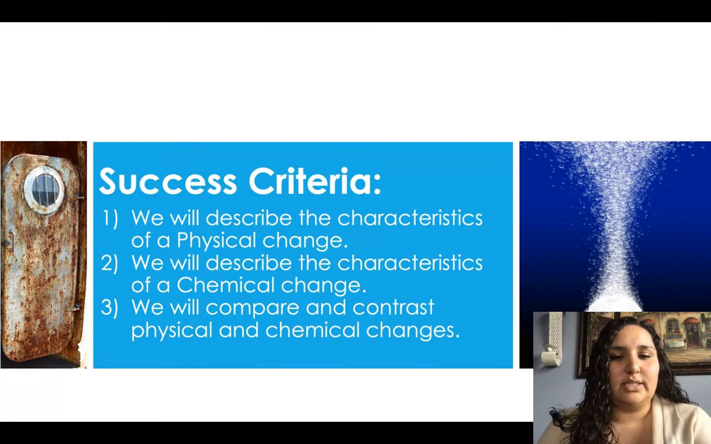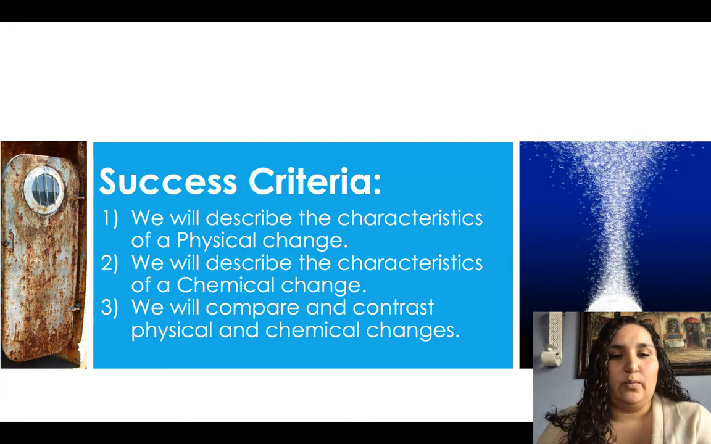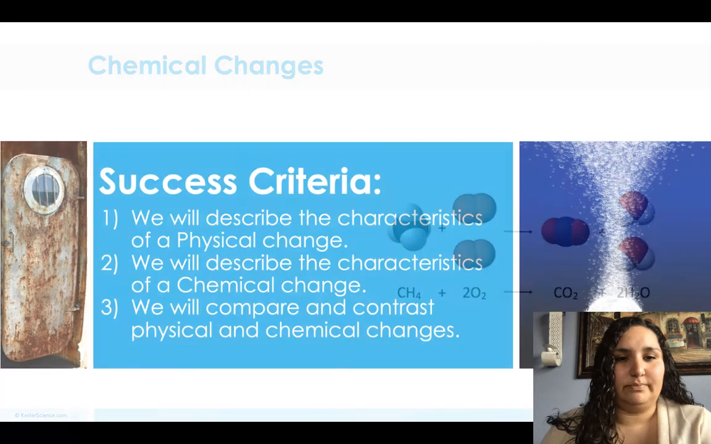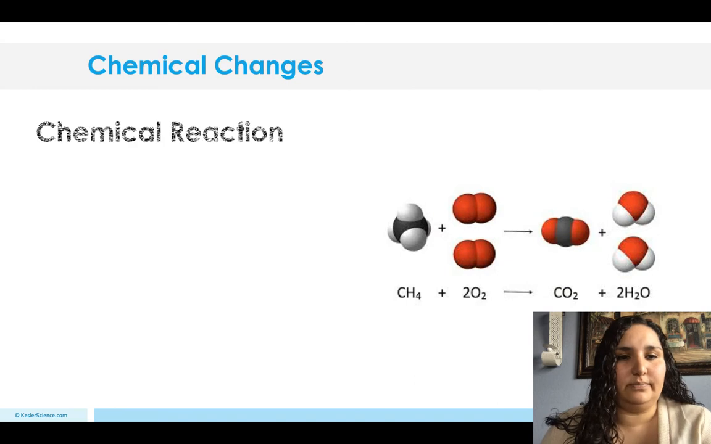Our success criteria for today is one, we're going to describe the physical characteristics of a physical change. Number two, we're going to describe the characteristics of a chemical change. And number three, lastly, we're going to compare and contrast those in order to see in different scenarios whether we had a physical or a chemical change. So starting off with chemical changes.